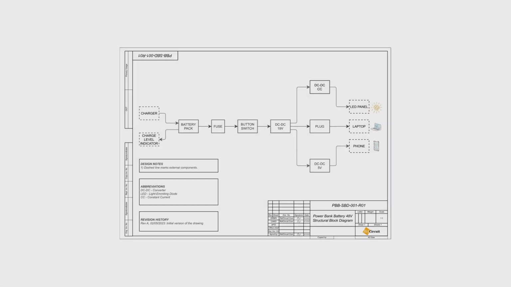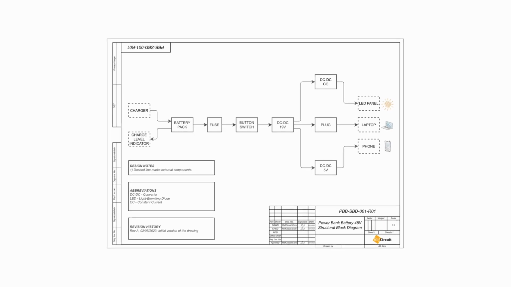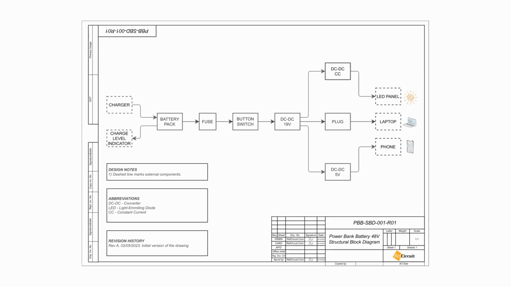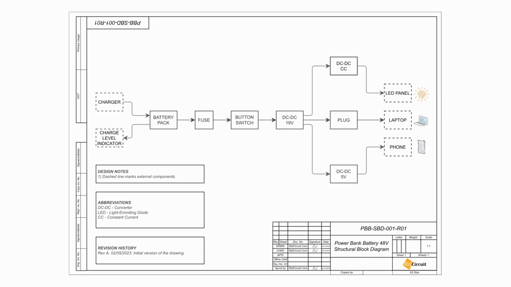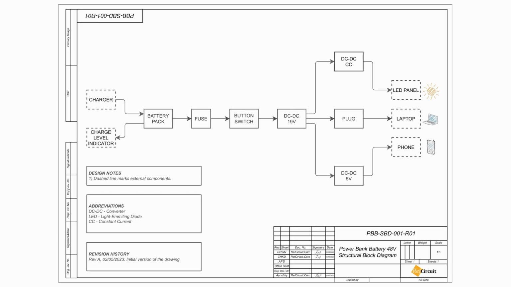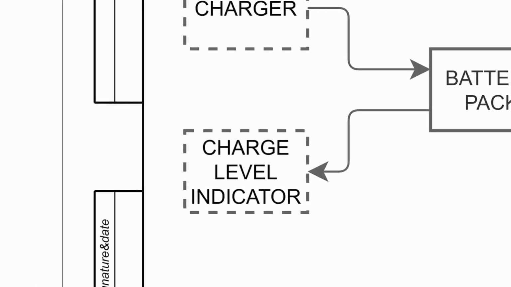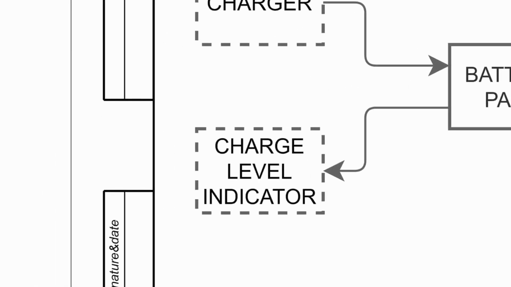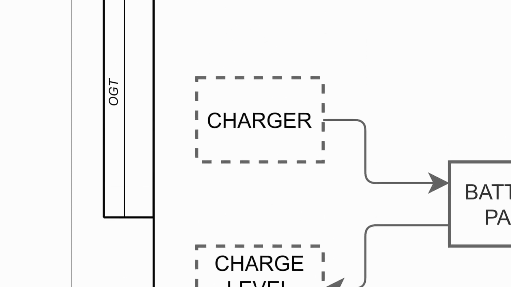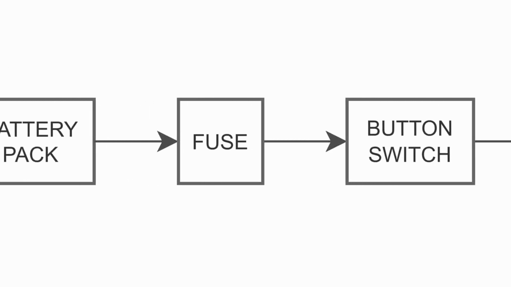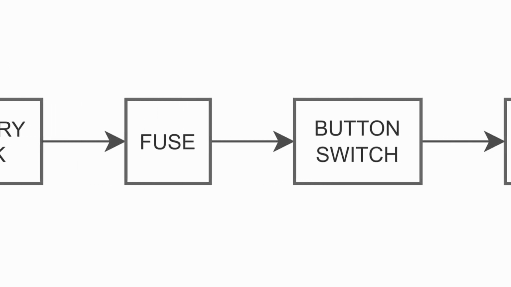First, I designed a structural diagram. Let's look at the drawing that represents the basic parts and connection sequence of required components to understand the architecture of the autonomous power supply system. The main component is the battery pack that has a voltage level indicator and can be charged with an external charger. For safety and easy complete shutdown of the system, voltage converters are connected through a fuse and a button switch.